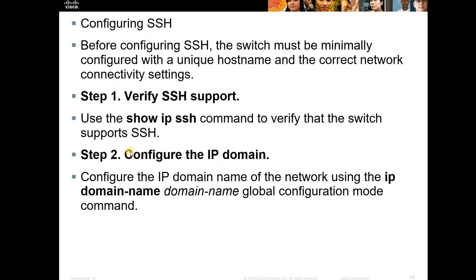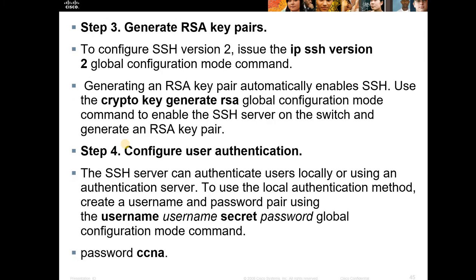Before configuring SSH, the switch must be minimally configured with a unique host name and correct network connectivity settings. To verify SSH support, the show ip ssh command is used. To configure the IP domain, which I already discussed, the ip domain-name global configuration mode command is used. To generate RSA key pairs, crypto key generate rsa is used.